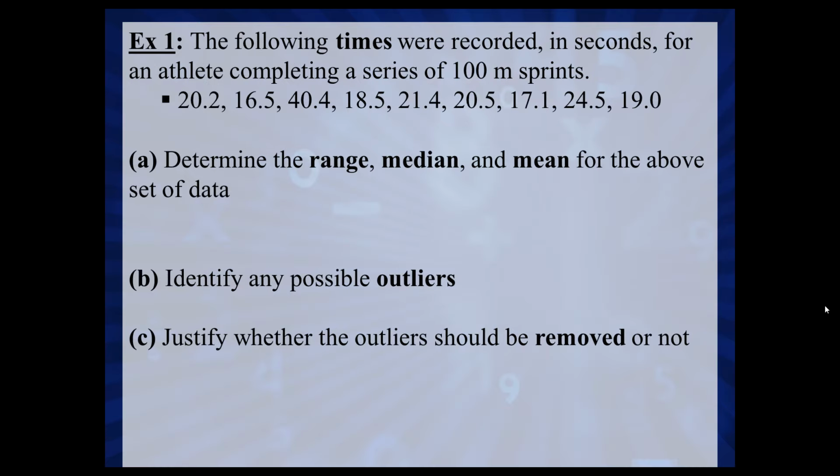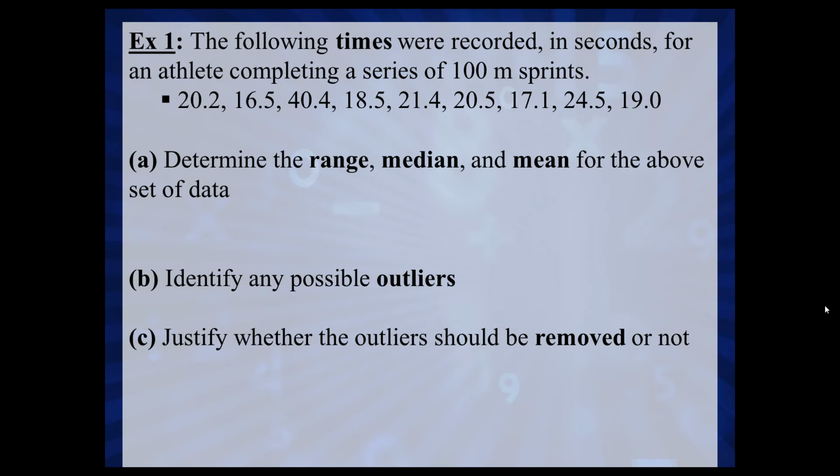Okay, so let's do an example to show when we should or should not remove an outlier from a data set. I have a person who completes a bunch of 100-meter sprints, and we can see all the times it took for them to complete the sprint. A, determine the range, median, and mean for the above set of data. 2, identify any possible outliers. And 3, we want to justify, which means we need to explain or kind of prove, whether or not the outlier should be removed.